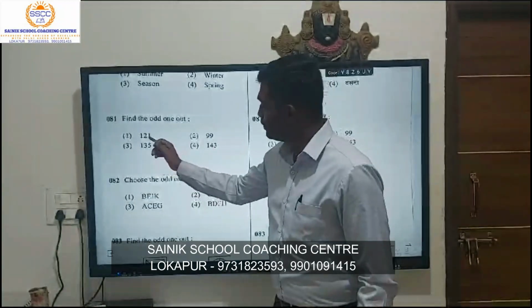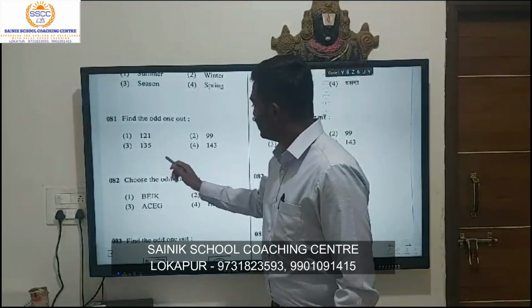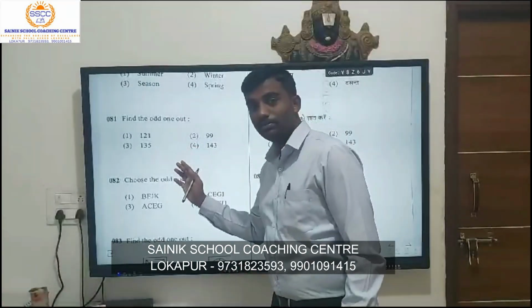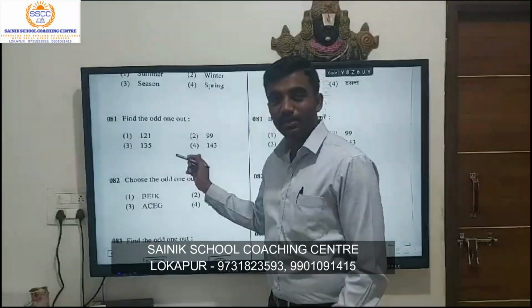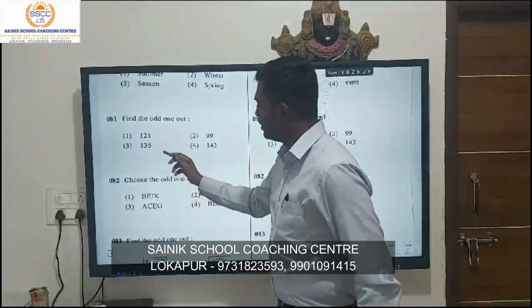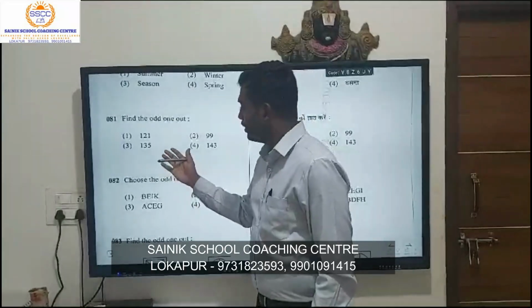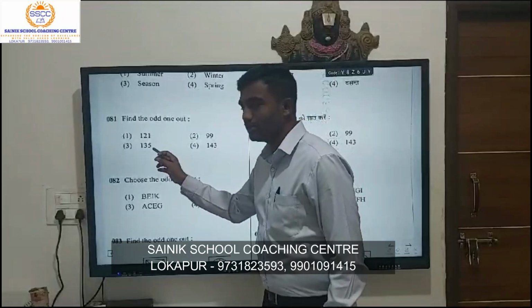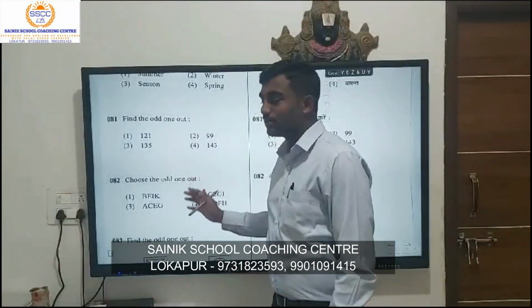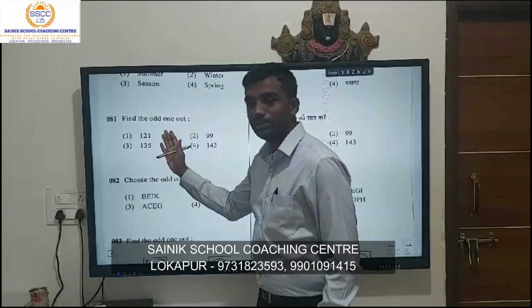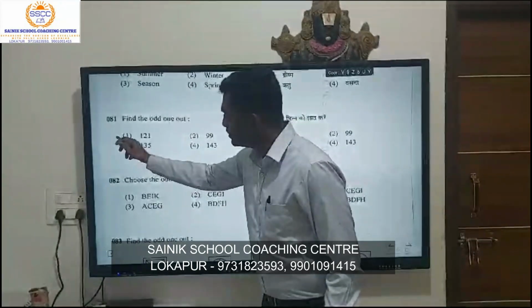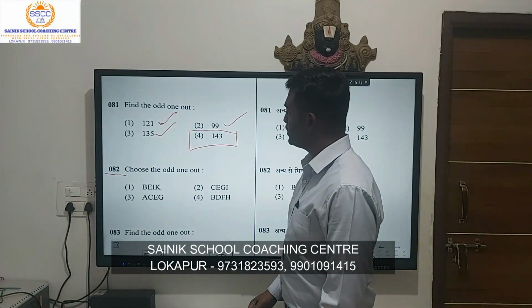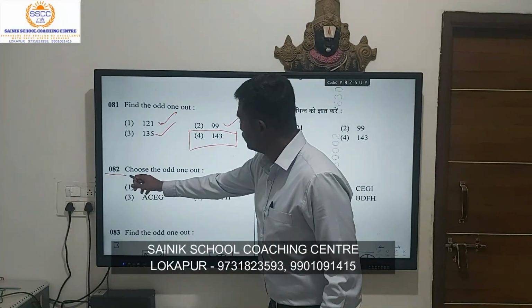Find the odd one out from the following. We have four options: 121, 99, 135 and 143. Looking at these numbers, we find none of them are prime numbers. These numbers are divisible by one number or another. That is, 121 is divisible by 11, 143 is again divisible by 11, 99 is divisible by 3, and 135 is divisible by 5. In such a case, we have 121, which is the perfect square. So the answer is 1.